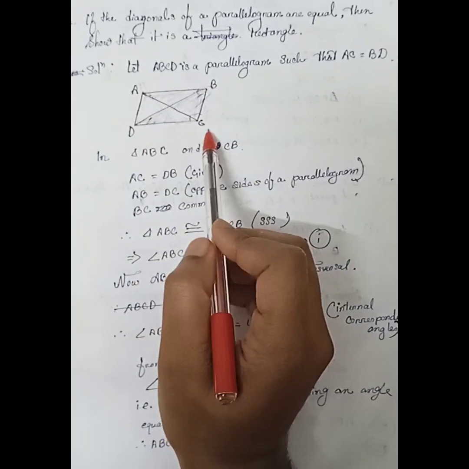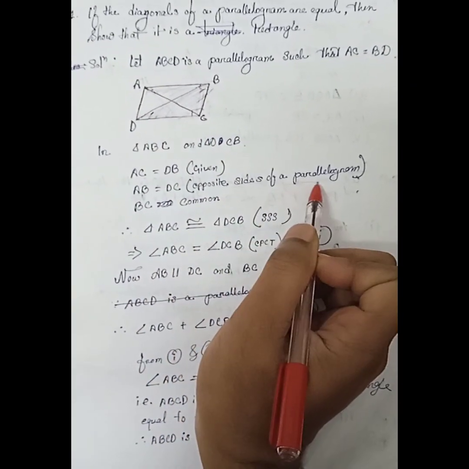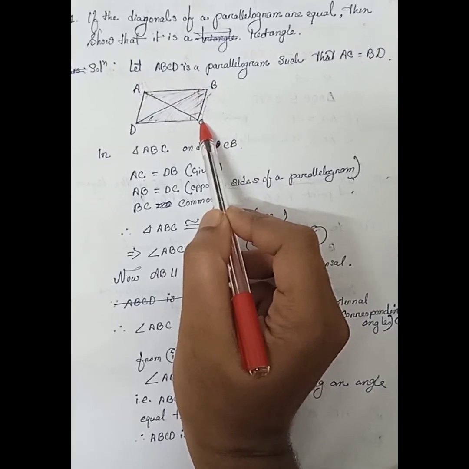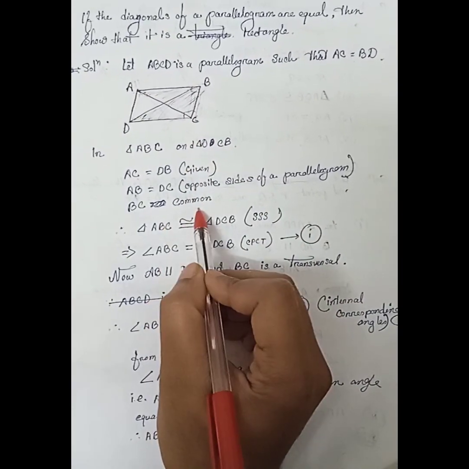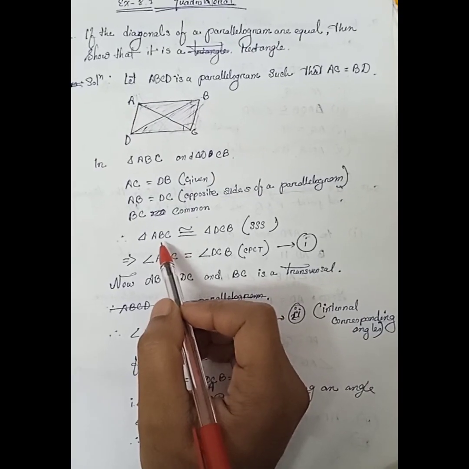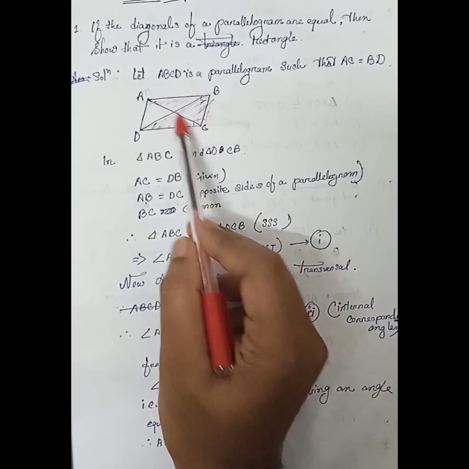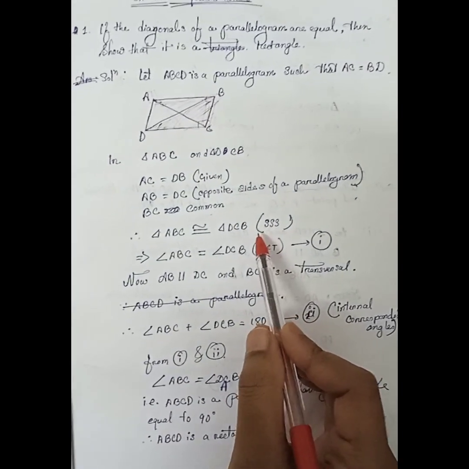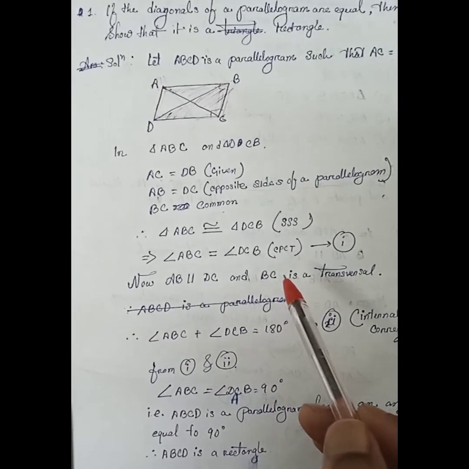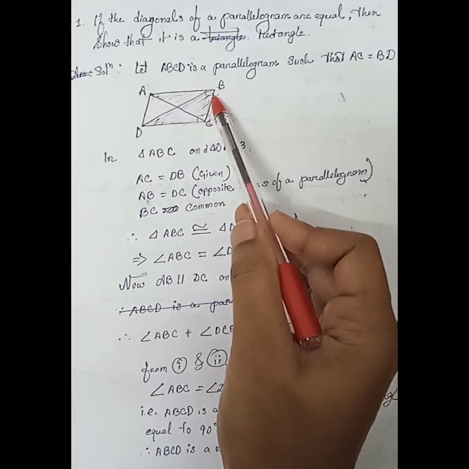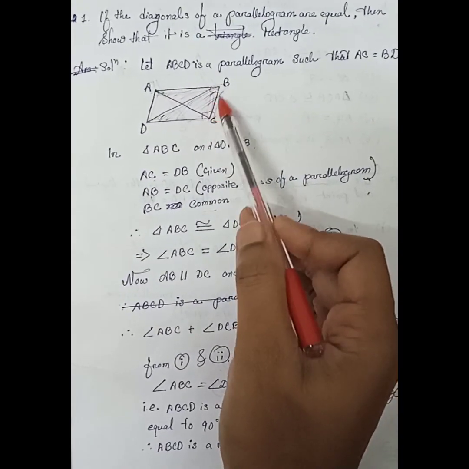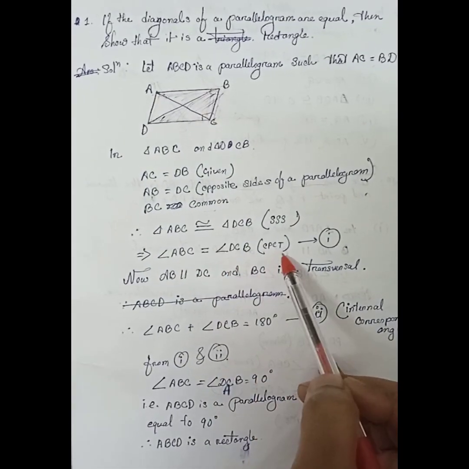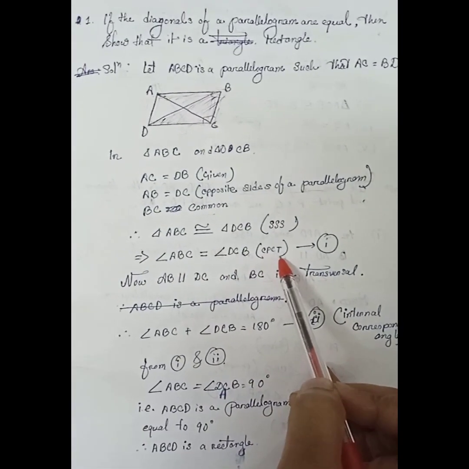AB and DC are the opposite sides of the parallelogram, so they are equal. Here BC is the common base of the two triangles, so it is equal. Therefore, these two triangles are congruent by the SSS rule. If these two triangles are congruent, we can say that angle ABC and angle DCB are equal by CPCT.